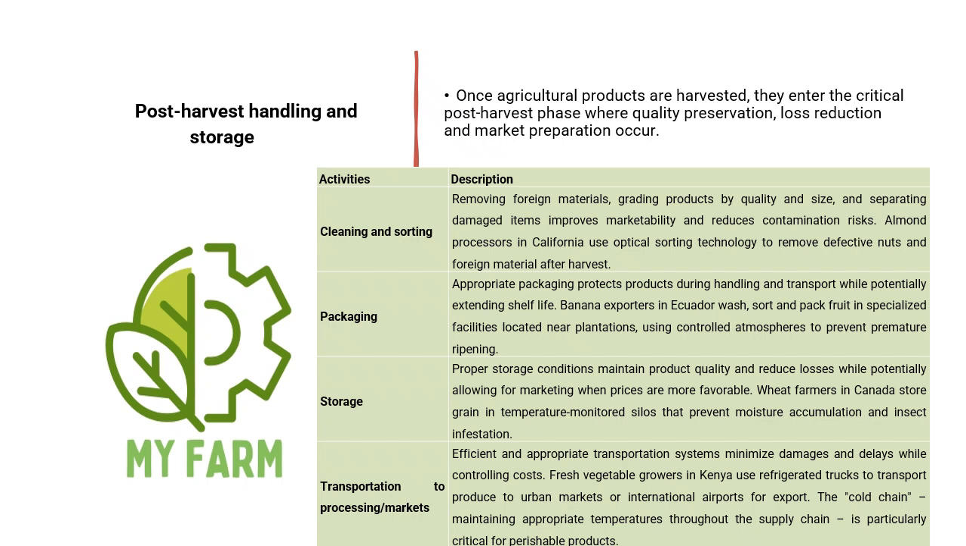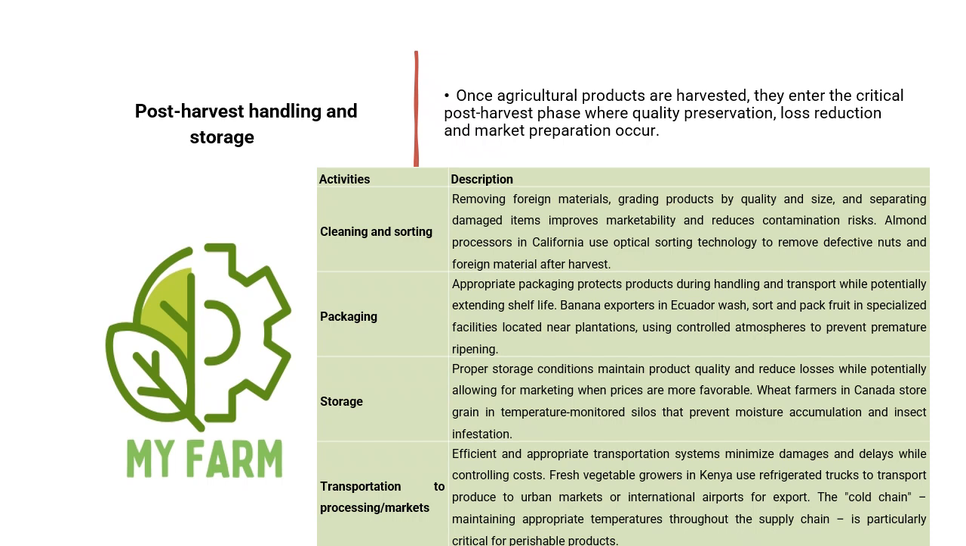Poor post-harvest handling can negate all the careful work done during production, making this stage absolutely crucial. Cleaning and sorting removes foreign materials, grades products by quality and size, and separates damaged items. This improves marketability and reduces contamination risks.